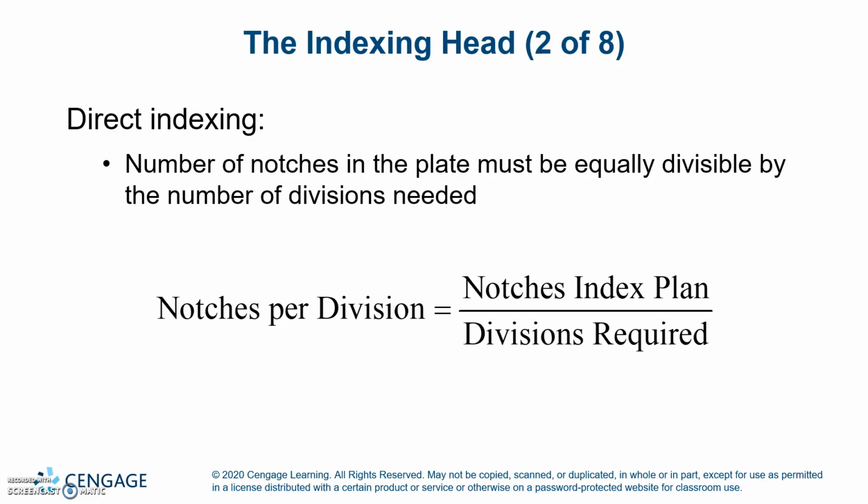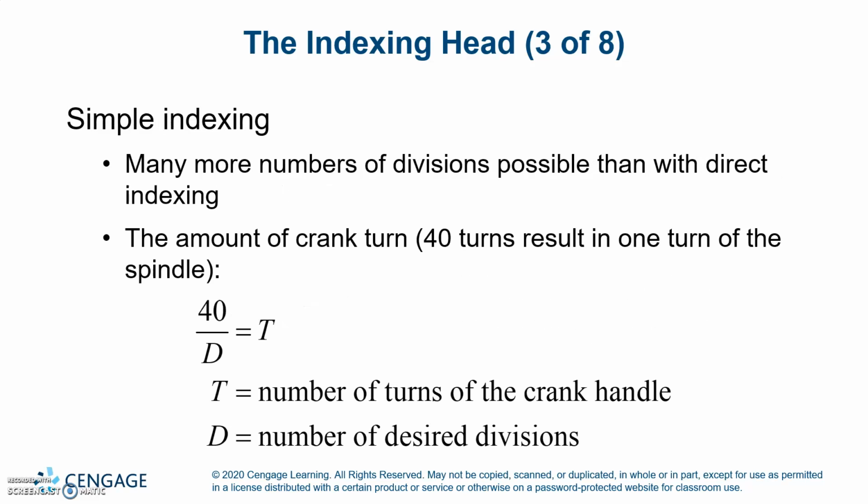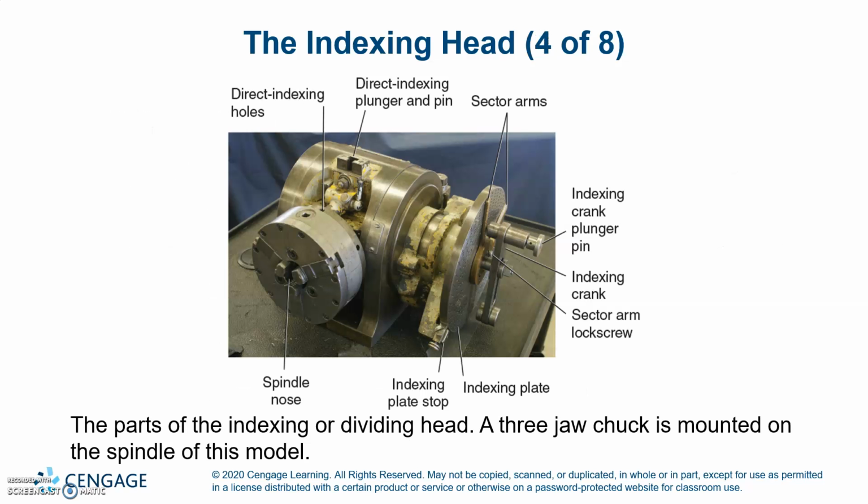Direct indexing: the number of notches in the plate must be equally divisible by the number of divisions needed, so notches per division equals notches in the index plate divided by divisions required. Simple indexing: many more numbers of divisions are possible than with direct indexing. The amount of crank turn: 40 turns results in 1 turn of the spindle. So 40 divided by D equals T, where T is the number of turns of the crank handle and D is the number of desired divisions.